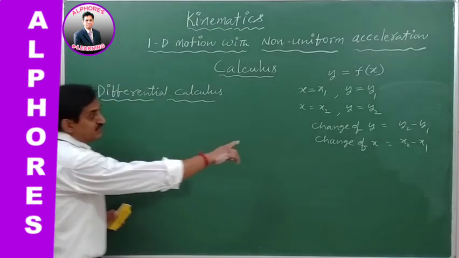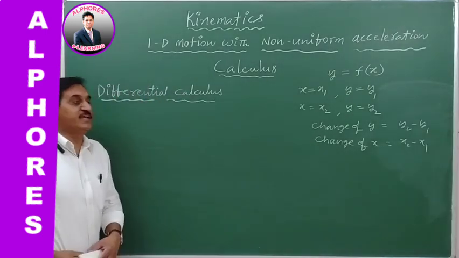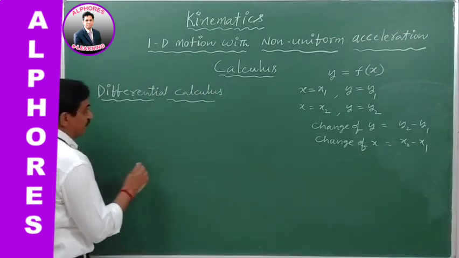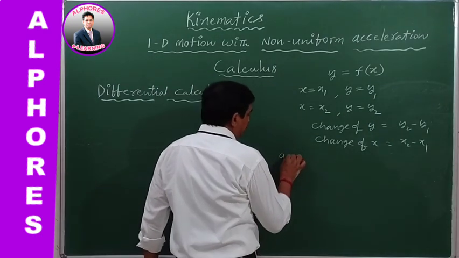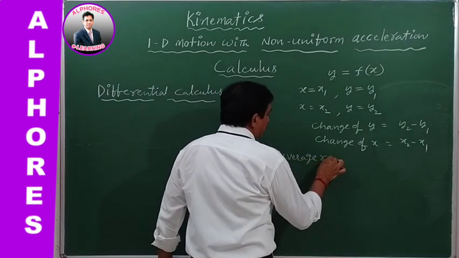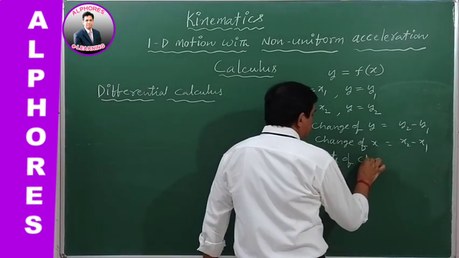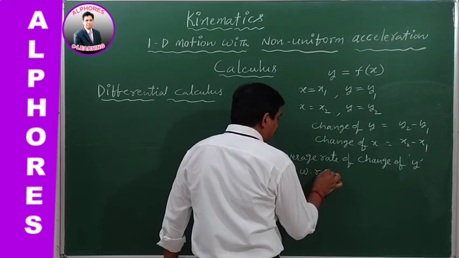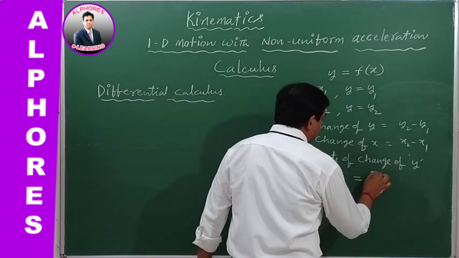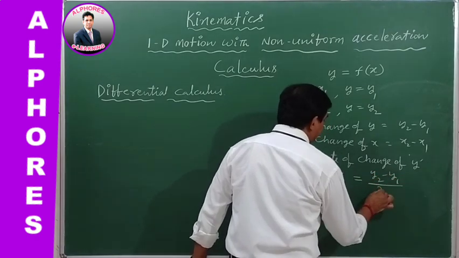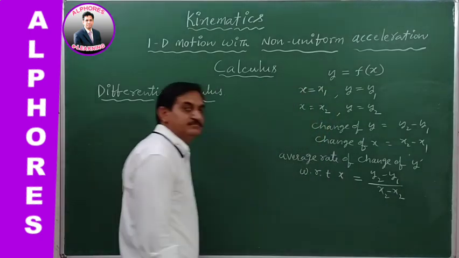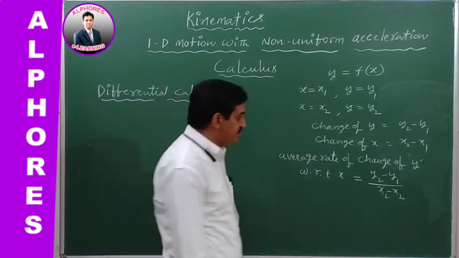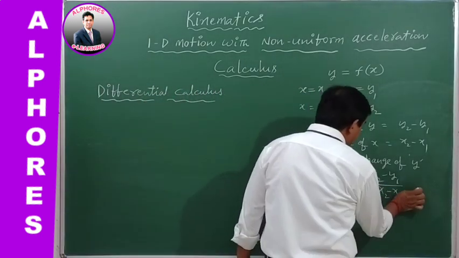Now here the change of y is y2 minus y1. The change of x is x2 minus x1. Then as a whole it is the average rate of change of y. See here, average rate of change of y with respect to x is equal to y2 minus y1 by x2 minus x1. This is the average rate of change of y with respect to x: y2 minus y1 by x2 minus x1.